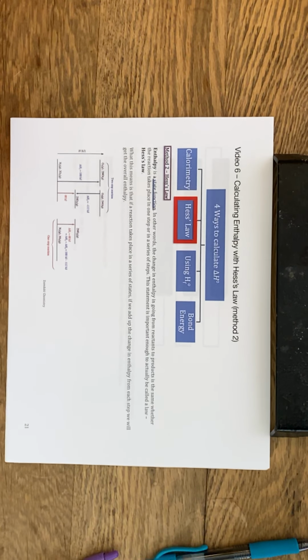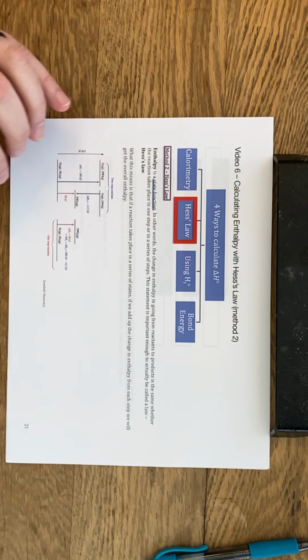Okay, so the last couple of videos we focused on calorimetry and heat changes, and that's a way to figure out the enthalpy change or the energy change in a reaction. But we're going to do a different way today, and we're going to talk about Hess's law. So if you open up with me in your notes, it's page 21.